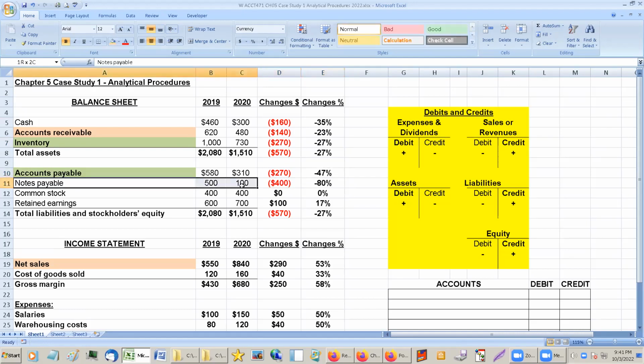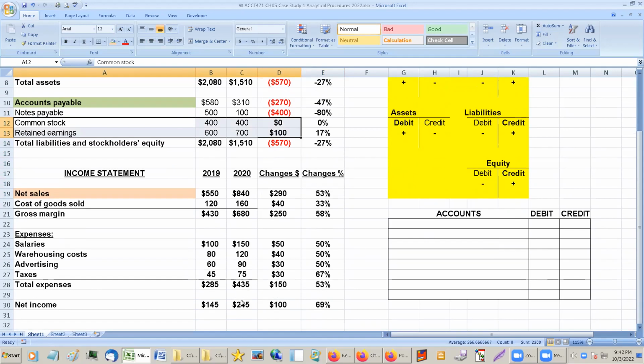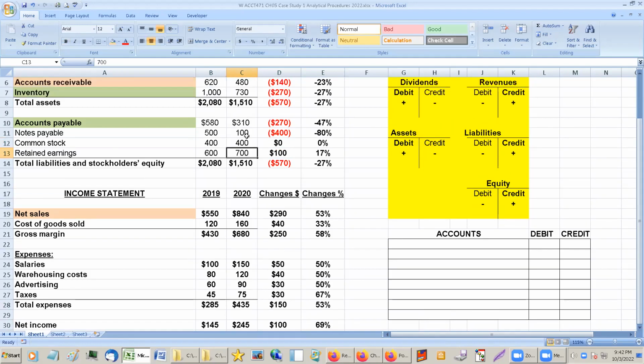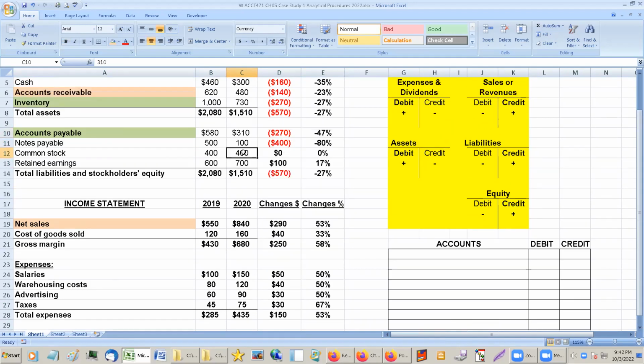Notes payable dropped by a ton. Went from 500 down to 100. So it dropped 80%. Common stock's the same, retained earnings close to the same. We can figure out what they paid in dividends. If their retained earnings went up by 100, they must have paid out 145 in dividends.